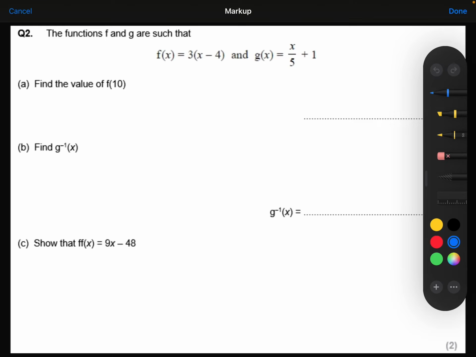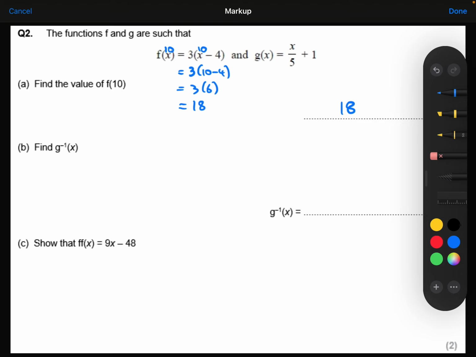So we're substituting 10 into the f function. So putting 10 in instead of the x. So 3 lots of 10 minus 4, which is 3 lots of 6, which is 18. So that's my answer for part A.